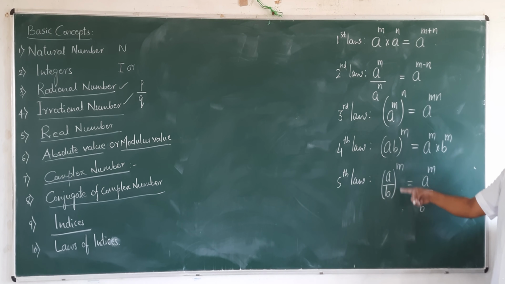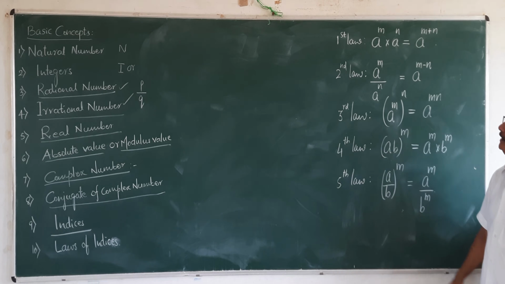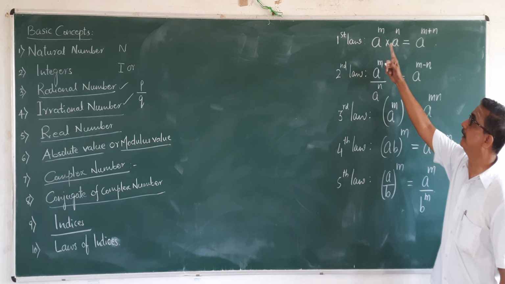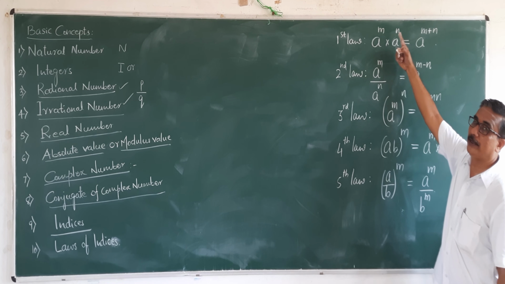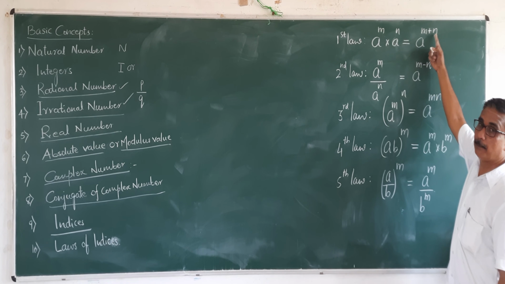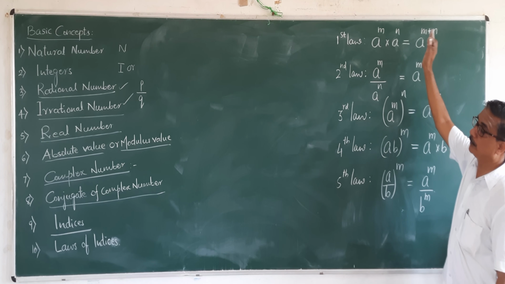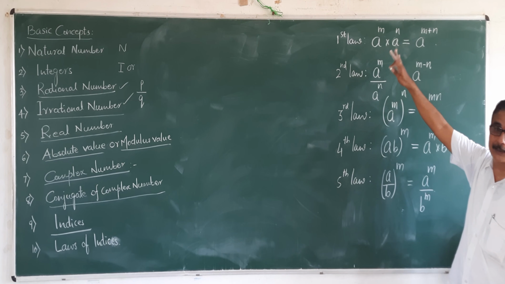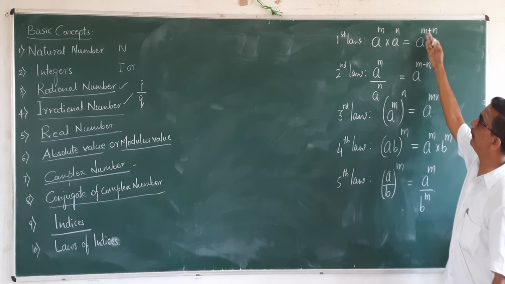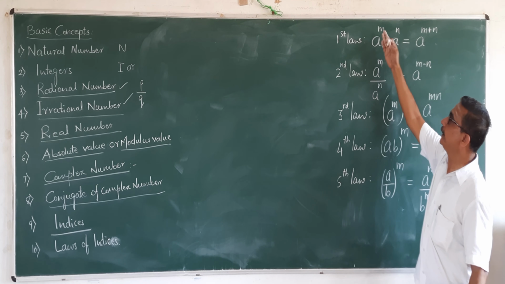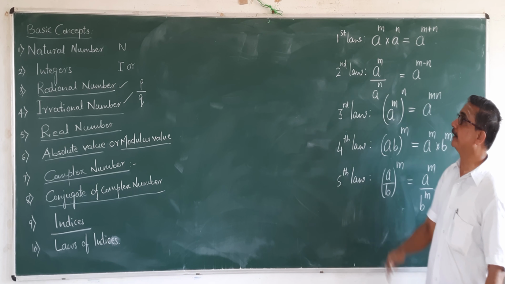Remember, there are 5 laws of indices. Namely, the first law says a power m into a power n is equal to a power m plus n. The converse part is also true, and you must know the converse part. What is it? a power m plus n is equal to a power m into a power n.